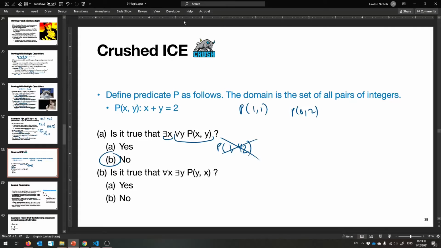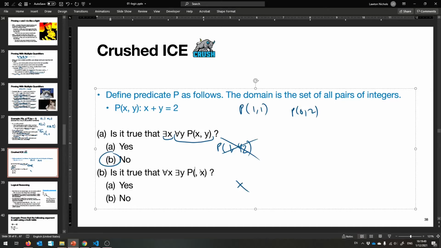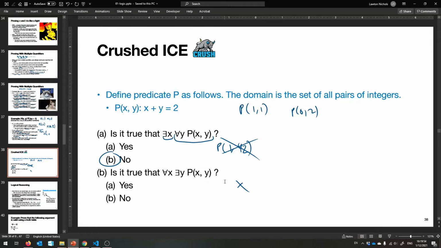Now, let's try the flip side. Is it true that for all x, there exists a y such that P of y,x is true? What this is saying is, your enemy gets to pick an x, so it's been chosen. Let's keep it a variable, call it x. We have to show, because x is going to range over everything anyway, that there's one good y for that particular x, such that P of y,x holds. Oh, sorry, I think I did it backwards. It doesn't matter because addition is commutative, but it should have been P of x,y, sorry.